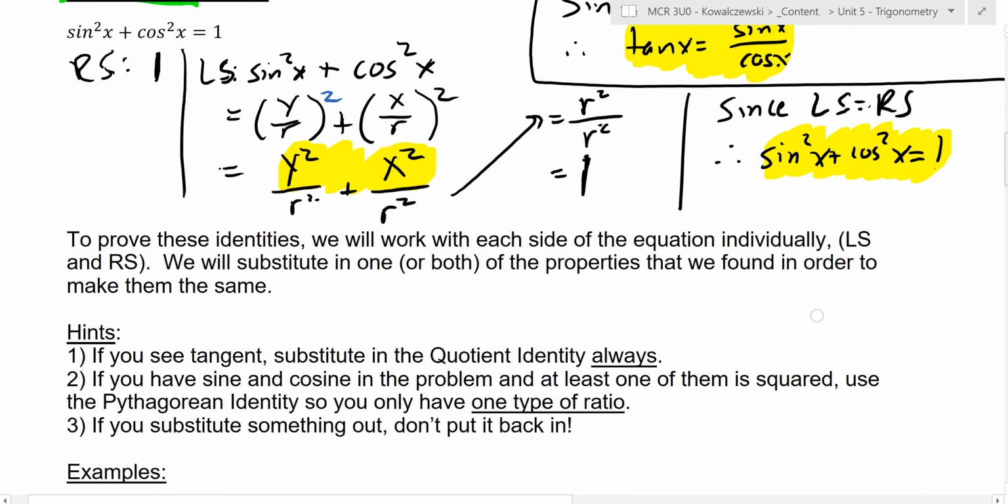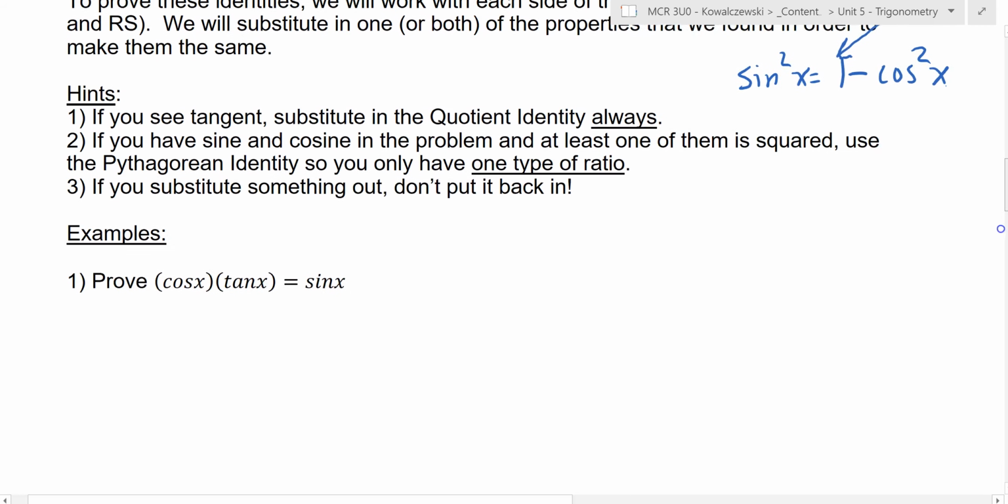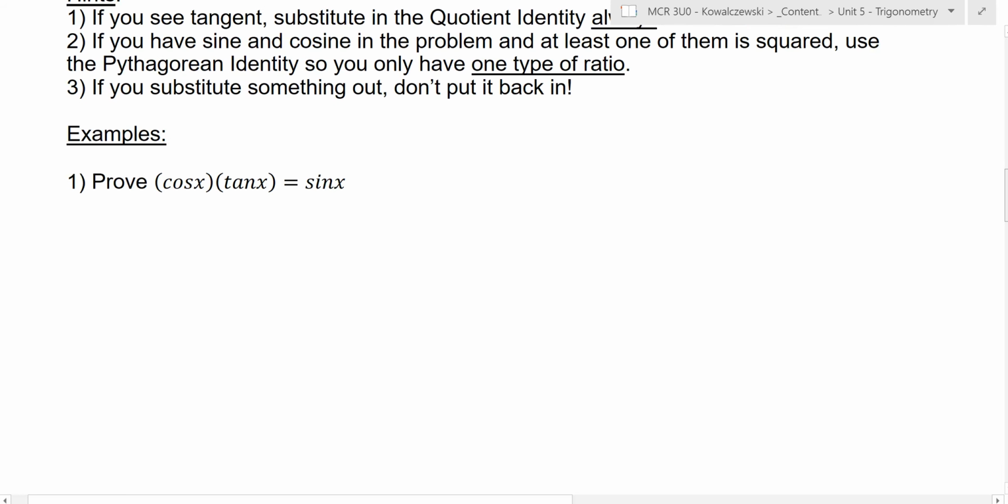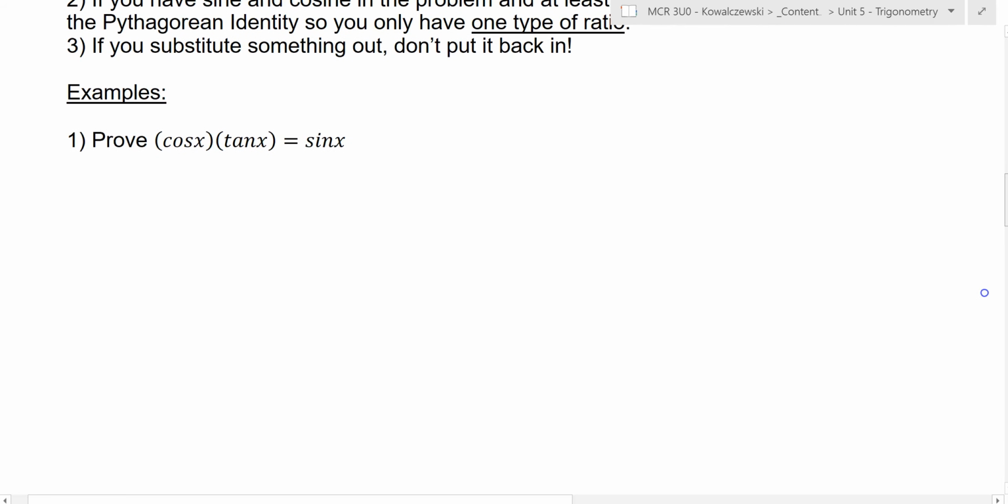One more thing before I go on. One thing we can do with the Pythagorean identity, and really the quotient identity as well, but not as much, we can rearrange it. So for example, if I wanted to isolate sine squared x, what would that give me? It'd be 1 minus cosine squared x. It can also go cosine squared x equals 1 minus sine squared x, whatever way we want. So I'll do this first example and I'll do the others in class.